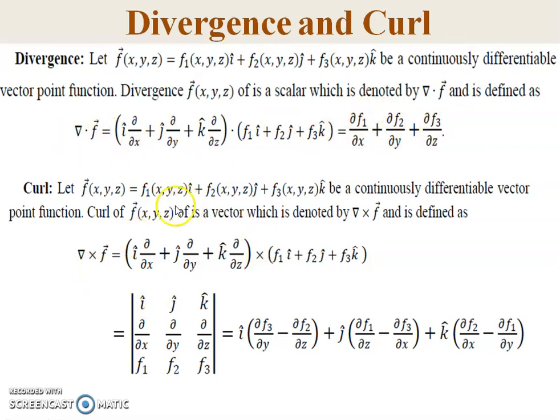Next one is curl. Same thing. F vector is f1 i vector + f2 j vector + f3 k vector. Then curl of F vector, or del cross F vector, is defined like this. Del vector is simply this, F vector is the given vector. Then it is very easy. First put a determinant symbol here. First write the components i vector, j vector, k vector. Then write the operators ∂/∂x, ∂/∂y, ∂/∂z, because operators come first here.